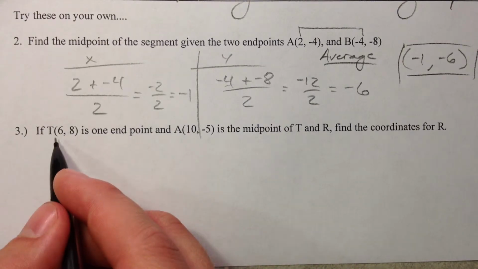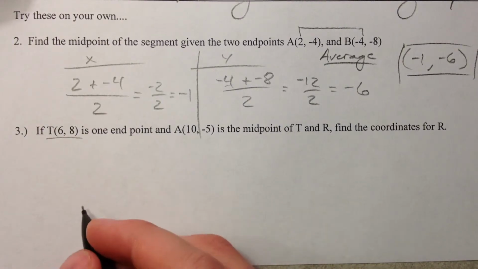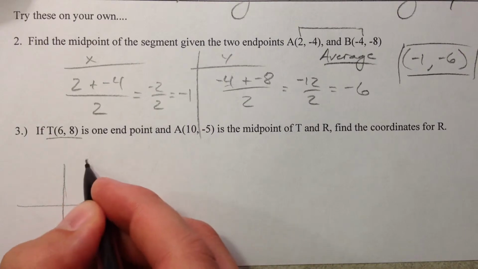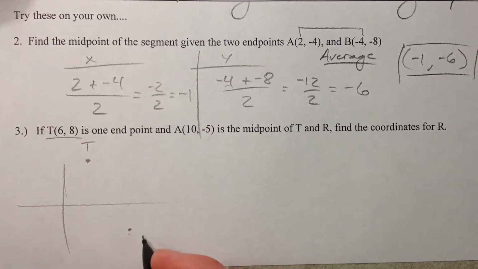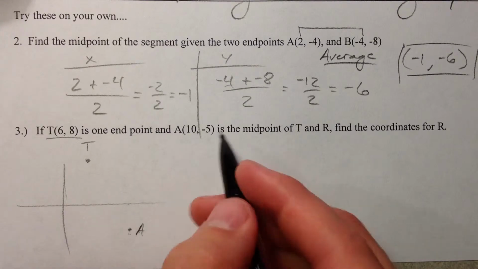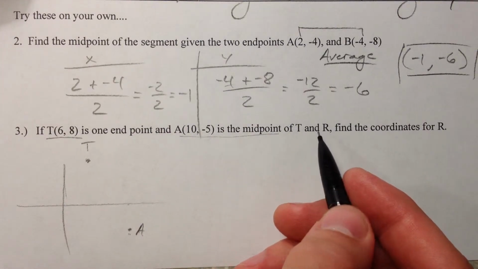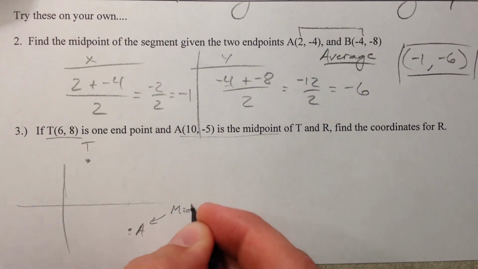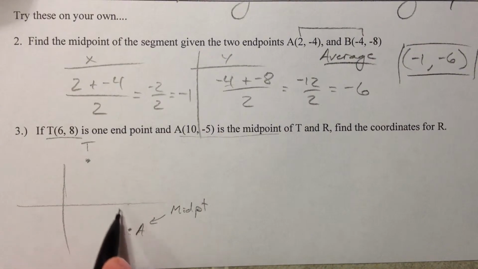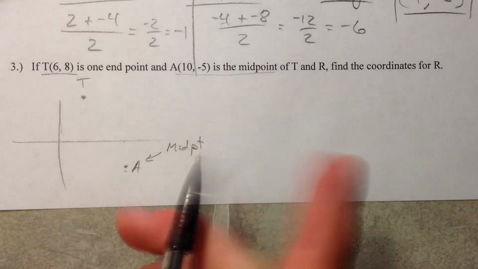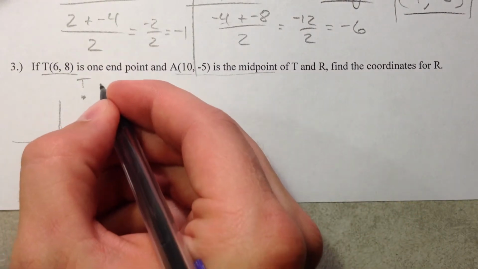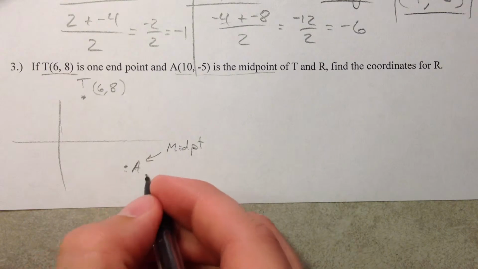Next one, T, 6, 8, is one endpoint, and then 10, negative 5. This is T, and A is the midpoint of T and R. And so A is the midpoint right here.